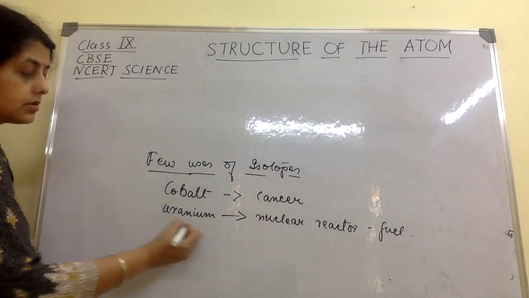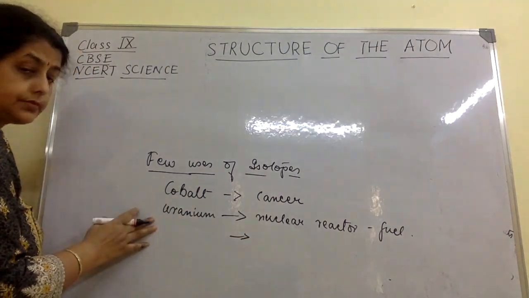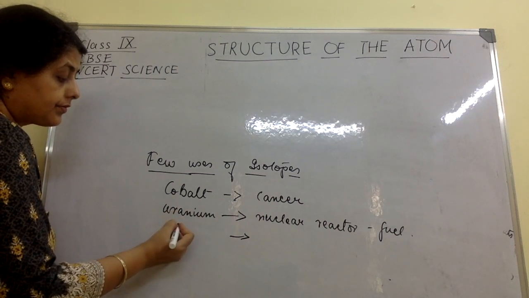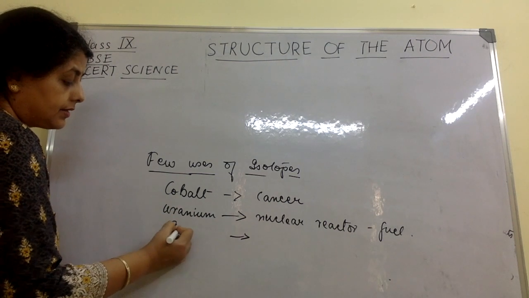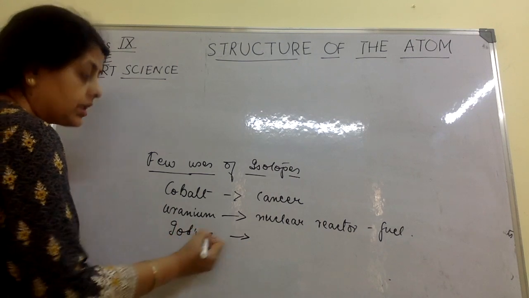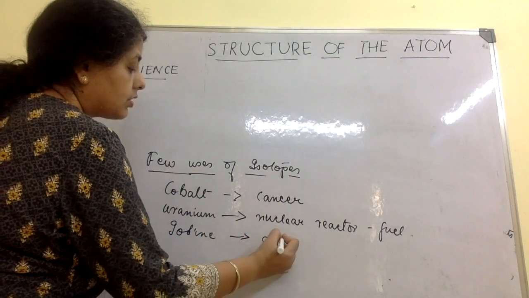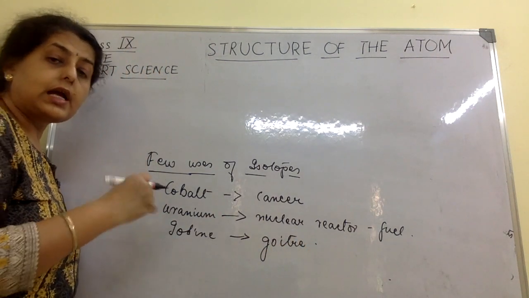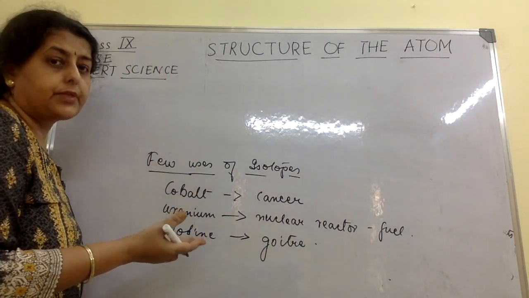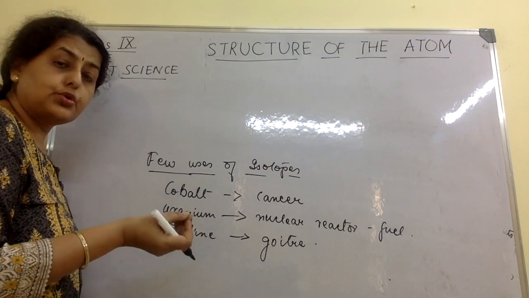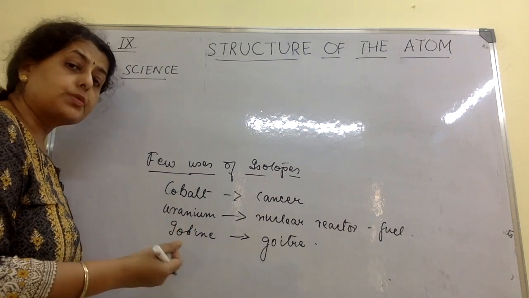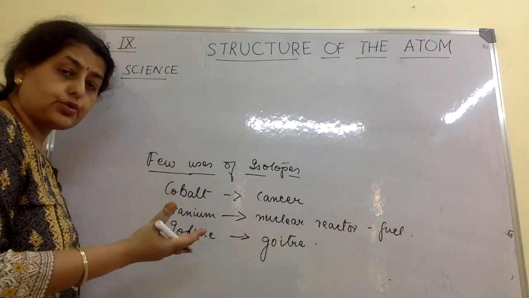One particular iodine isotope is used for the treatment of goiter. So as I said, every isotope will not be useful. Carbon also, we use one for radiocarbon dating, like that. So different isotopes find different uses.